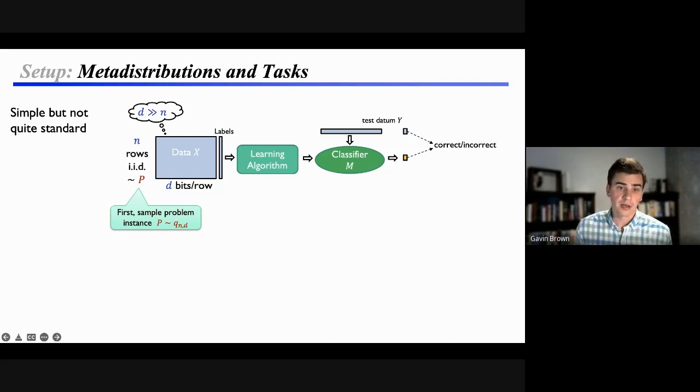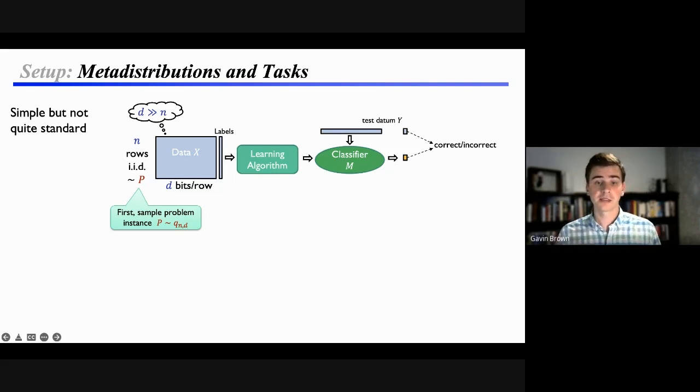A note about this distribution P: we'll need it to itself be a random variable sampled beforehand from some prior or meta distribution Q. So before we draw the data, we'll sample P, and then we'll sample the data IID from P. We then feed the data to a learning algorithm, which outputs a classifier. I'll emphasize this learning algorithm has no restrictions on it. In particular, there's no computational restrictions or anything like that.